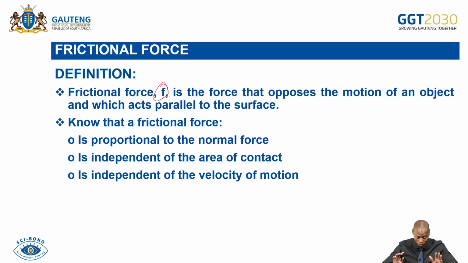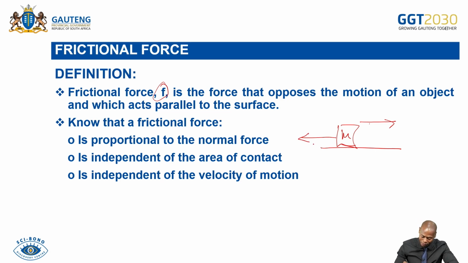This is from the exam guide, the CAPS document, so these are the accepted labels. Frictional force is the force that opposes the motion of an object, and it always acts parallel to the surface. It's simple, it's straightforward. This force always opposes the motion of an object. So if you have an object on a horizontal plane moving to the right, that is the direction of motion, your frictional force will act in the opposite direction, which is to the left.